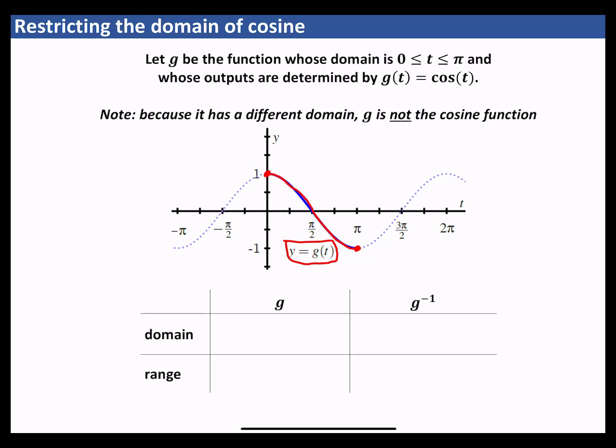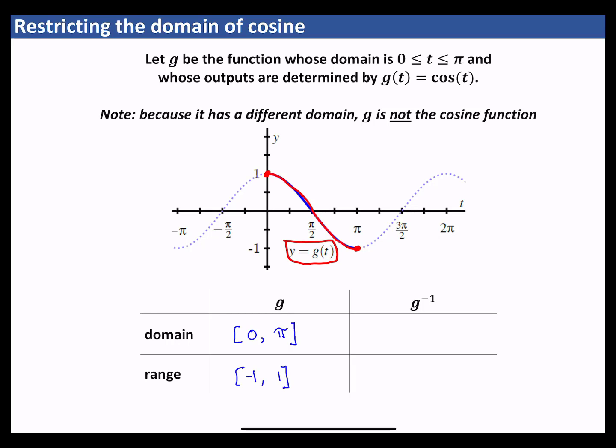Looking at the graph of the restricted version of the cosine function as defined above, we see that the domain is all values of t such that t is in between 0 and pi inclusive, and that the range is all y values such that y is between -1 and 1 inclusive.